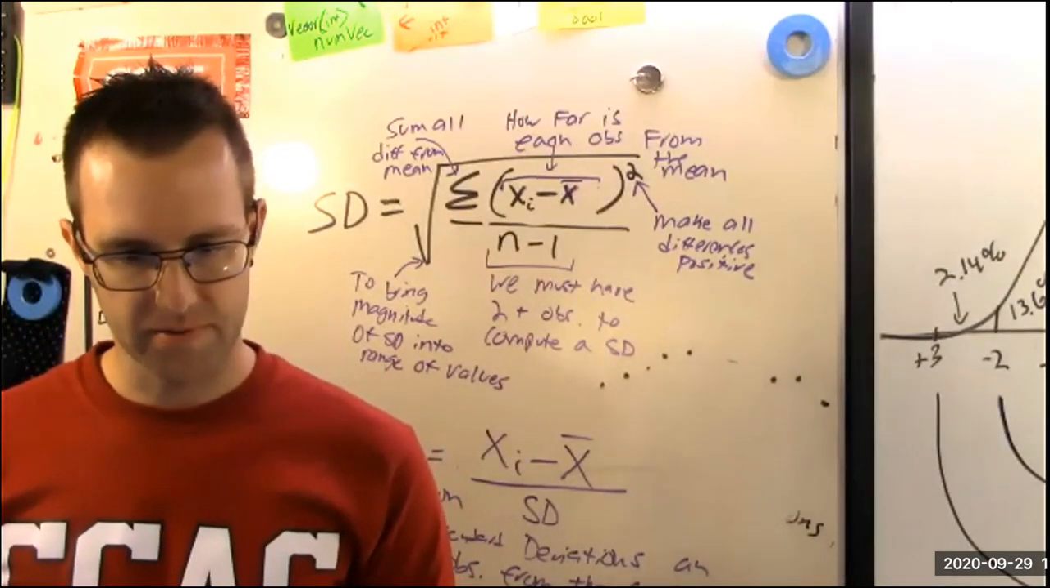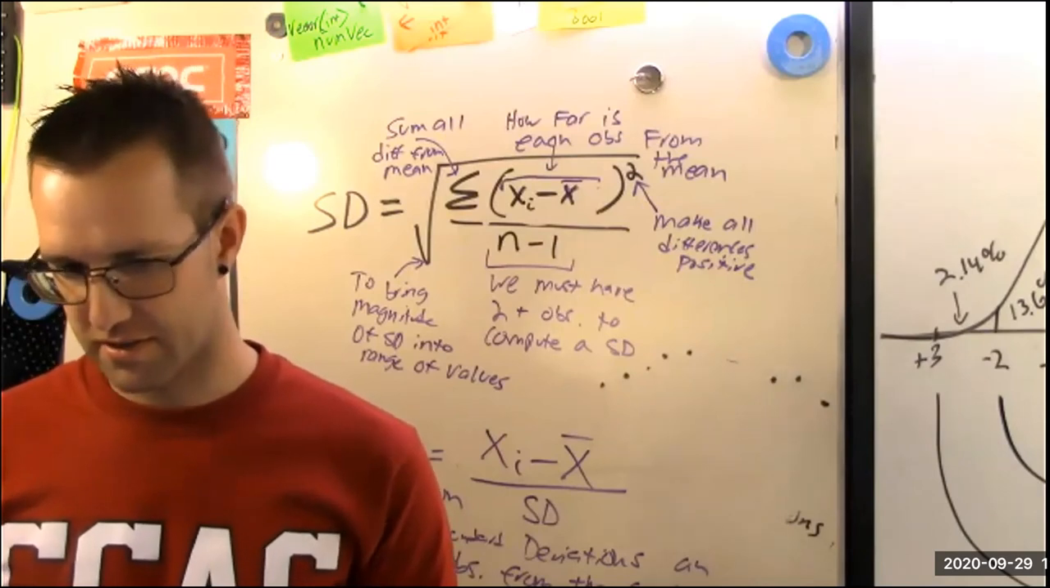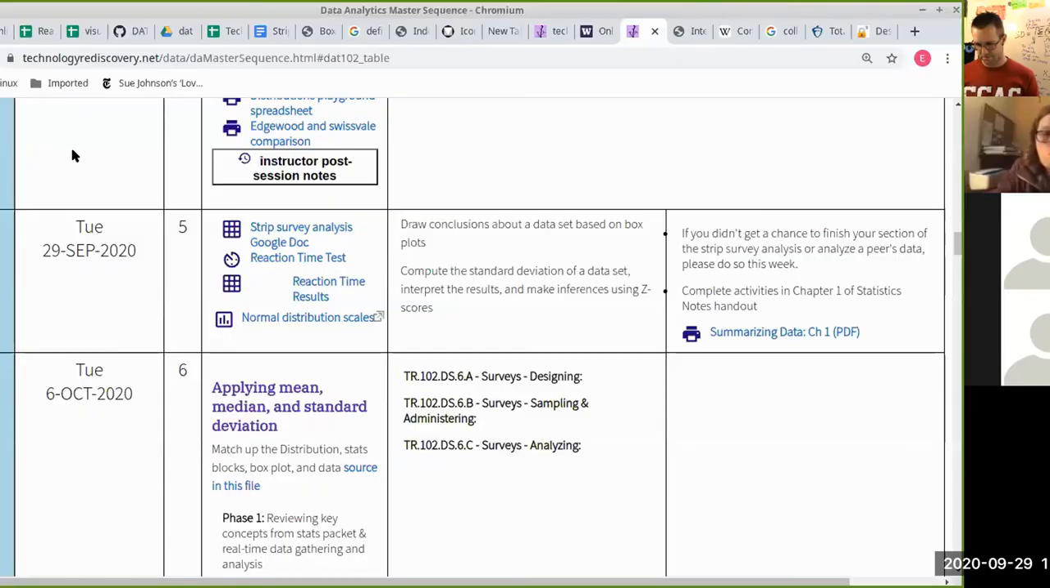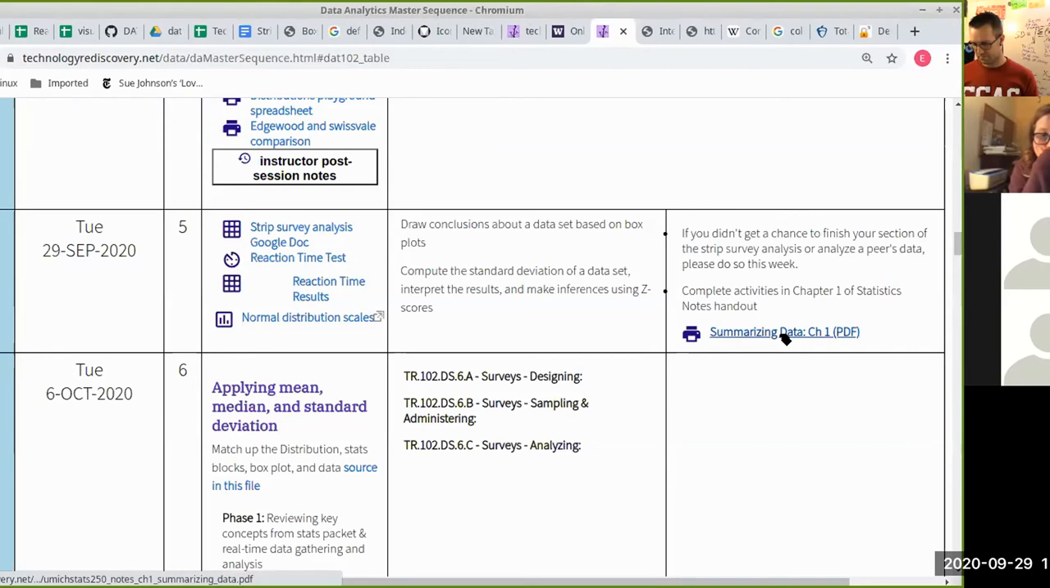Where are the chapter handouts? They are in our schedule. So right here, DAT102, right here is the PDF. Other questions?